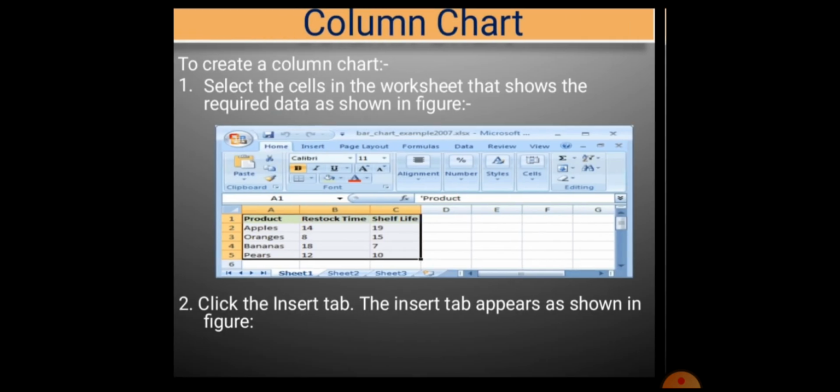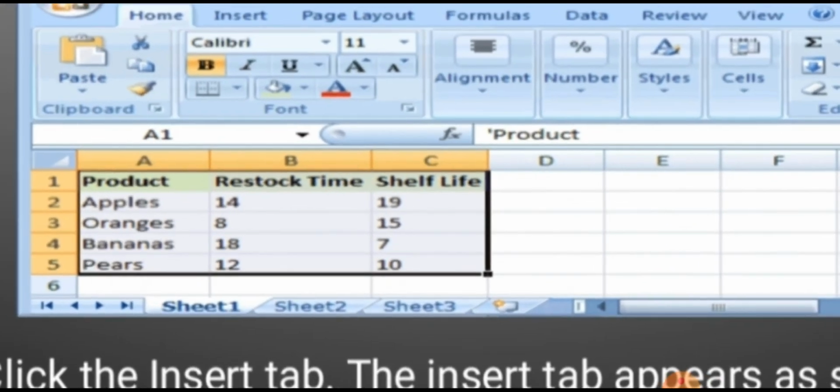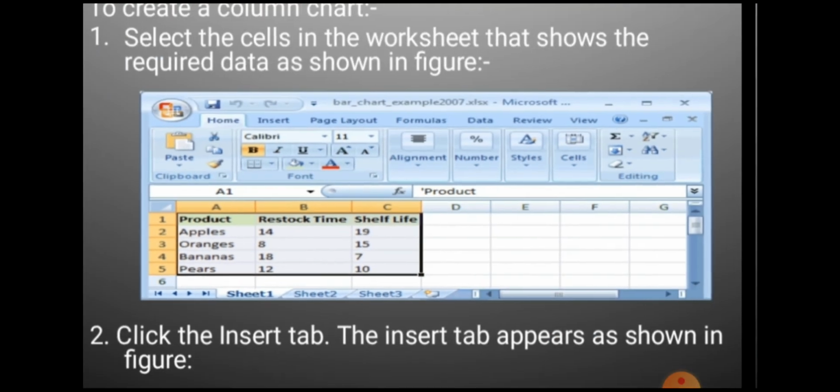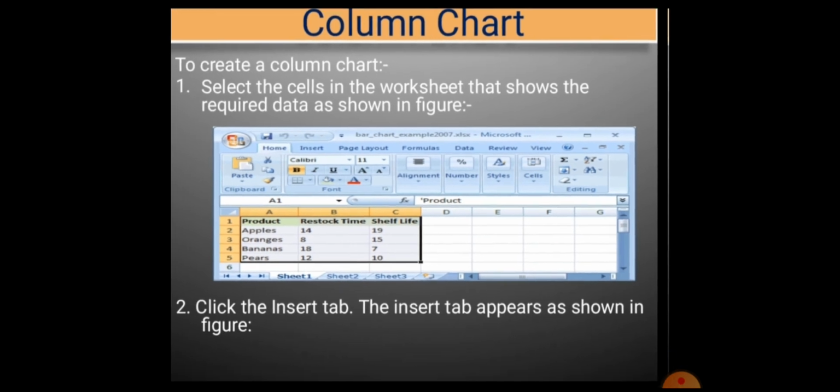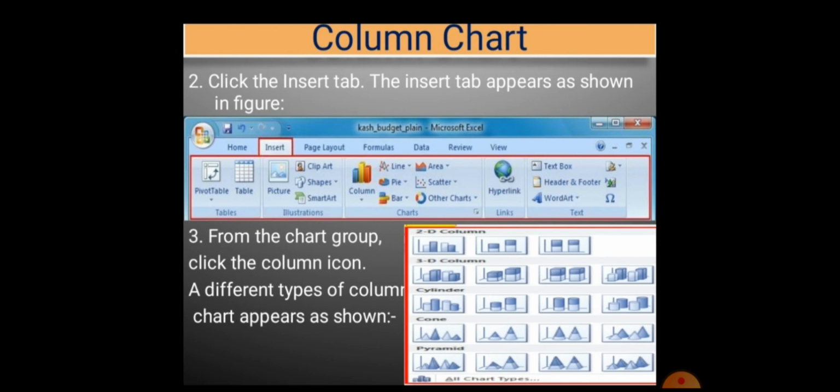So now what is the procedure of creating column chart? For creating a column chart, first we will select the cells in the worksheet. First we will type some data that we want to represent in the form of graph. As we can see in this figure, data is selected: products, restock type, shelf life, apples, oranges, bananas and pears, and their quantities also. Now what we will do, we will click on the insert tab. Insert tab appears as in this figure.